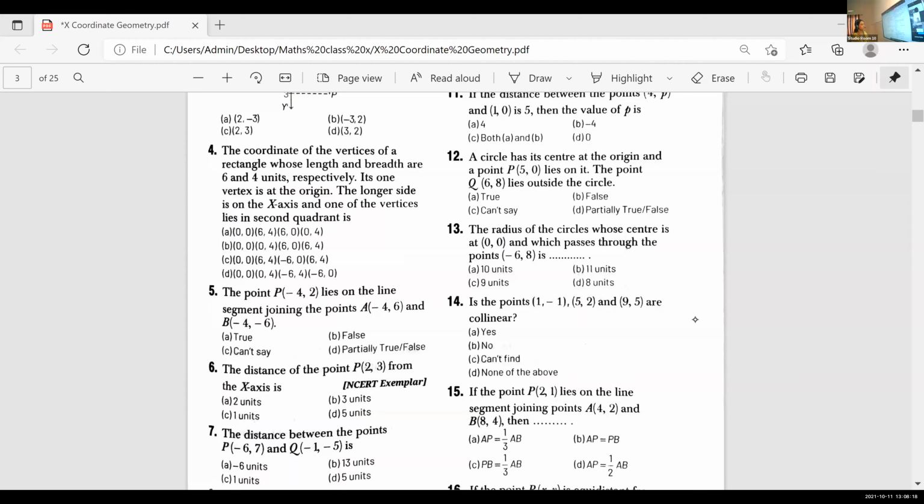Now those are completed. Do the next one, 13th one. 13th one is a direct question. The radius of the circle whose center is 0, 0 and passes through the point 6, 8 is a similar question. Ma'am, this is also 10. Yes, it is 10. Radius is 10.